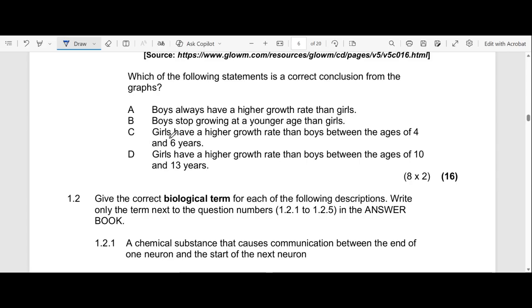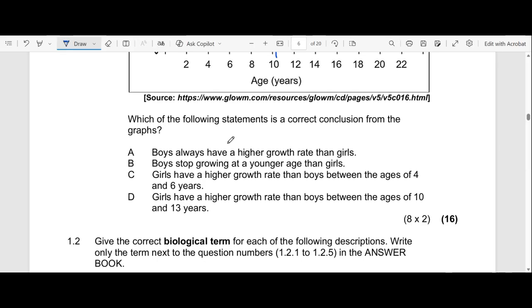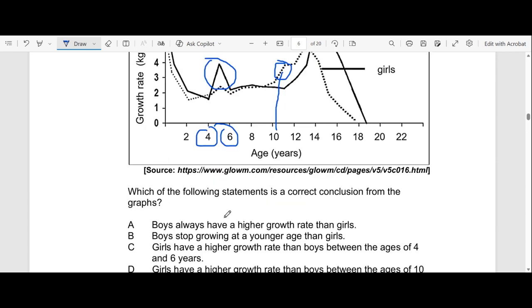Let's go to C. Girls have a higher growth rate than boys between the ages of 4 and 6. We can see that actually boys have a higher growth rate between the ages of 4 to 6. So that's not true. So C is not true.